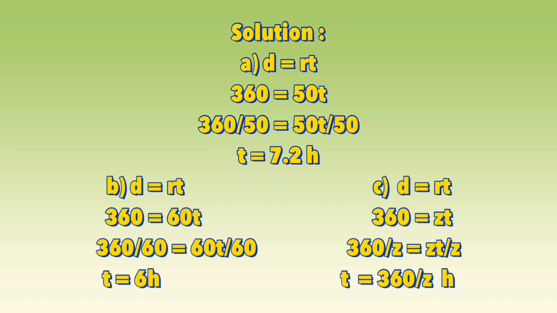For letter C, D equals RT, and the distance is given, so we substitute 360 equals ZT. Then we divide both sides by Z, and Z divided by Z equals T. And now our time is 360 divided by Z hours. So therefore the time traveled by Marlon in letter C, T equals 360 over Z.